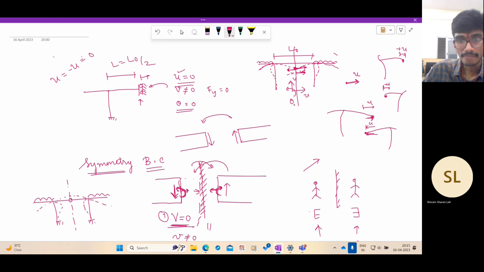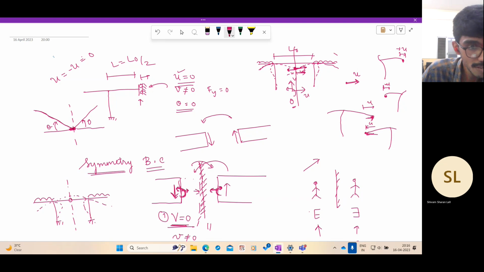Now what about theta? You see here, on the left hand side, suppose the beam develops a slope like this. The right hand side will have to develop a slope like this. So if this is theta, this should also be theta. This is a mirror image. The deformation is symmetric, the exact mirror image. This side if you have theta, this side also has theta.